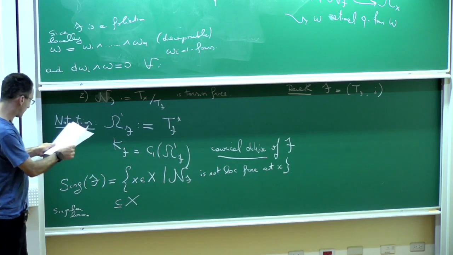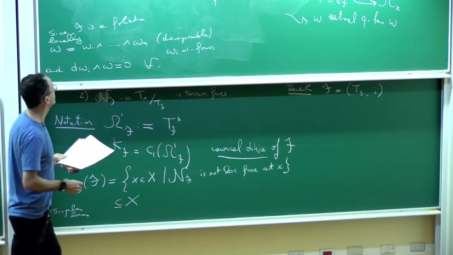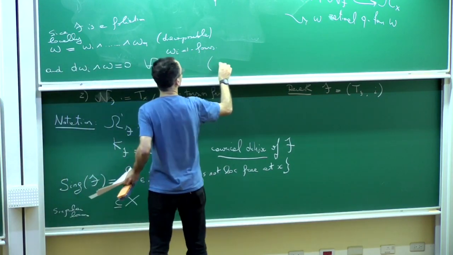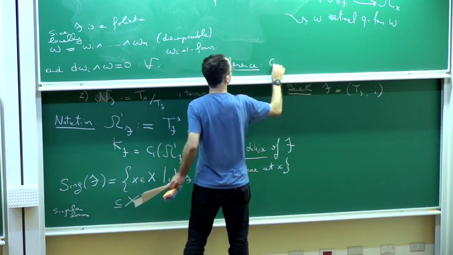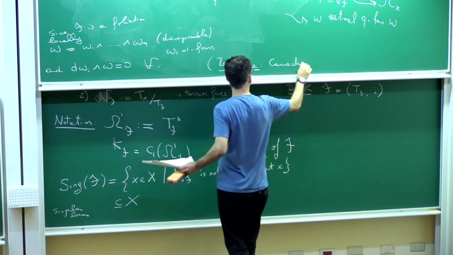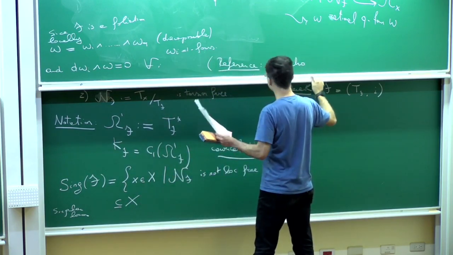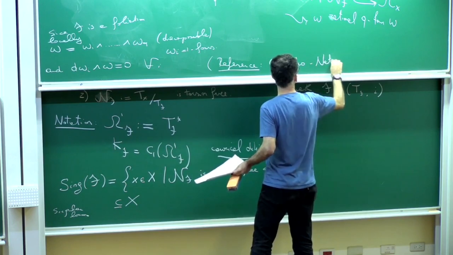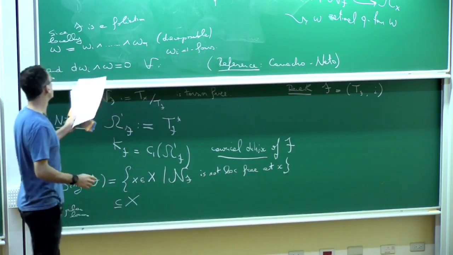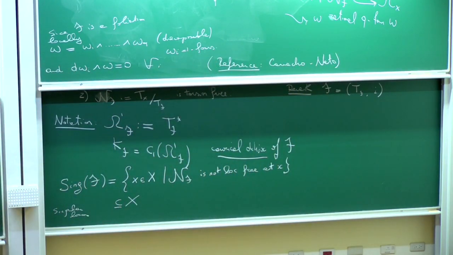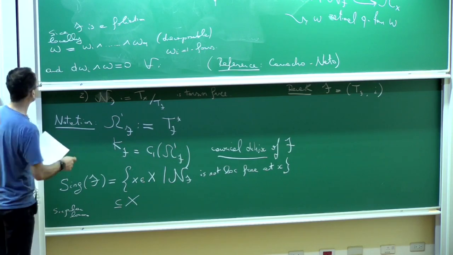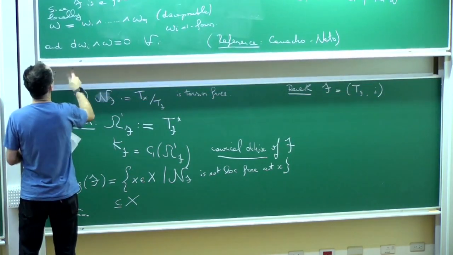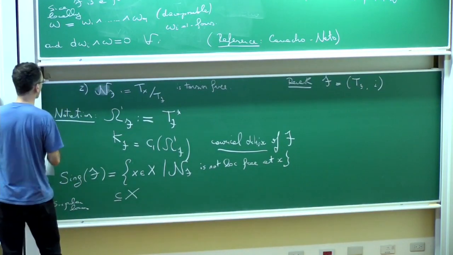And if you want to see the proof of this, there is a nice reference, a book by Camacho and Neto, which has all these proofs. But again, the proofs are very, very simple. It's just purely linear algebra. Okay. I wrote it in my notes, but I'm going to skip it.